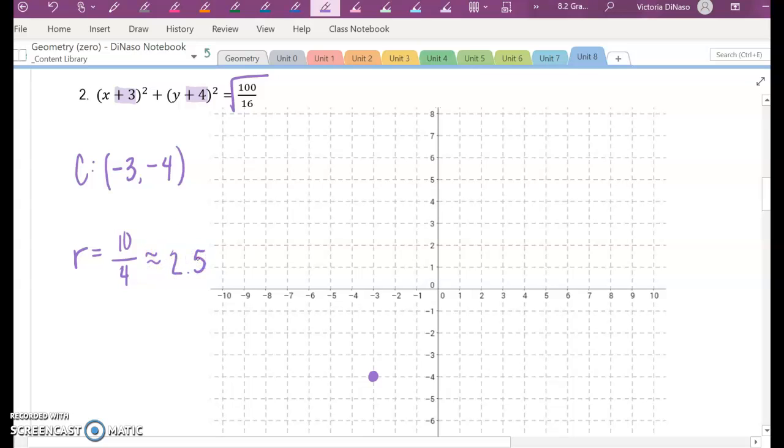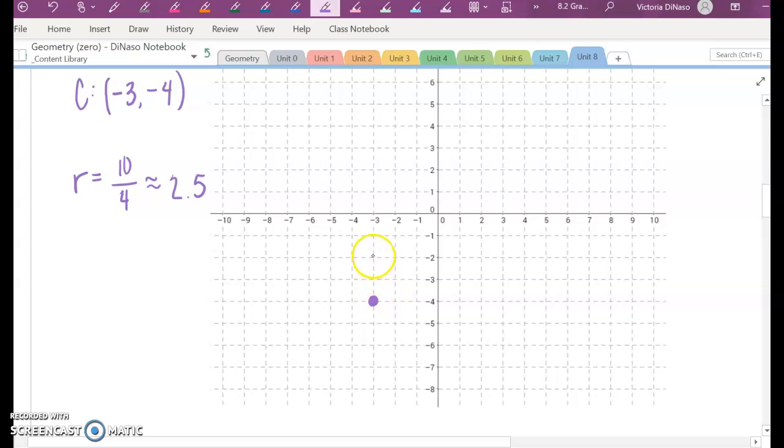Now I'm going to go up 2.5, right 2.5, down 2.5, and then left 2.5. Here's my center, 2.5 up, 2.5 right, 2.5 down, and 2.5 left. Then this is the circle that we get to draw. My perfect circle.